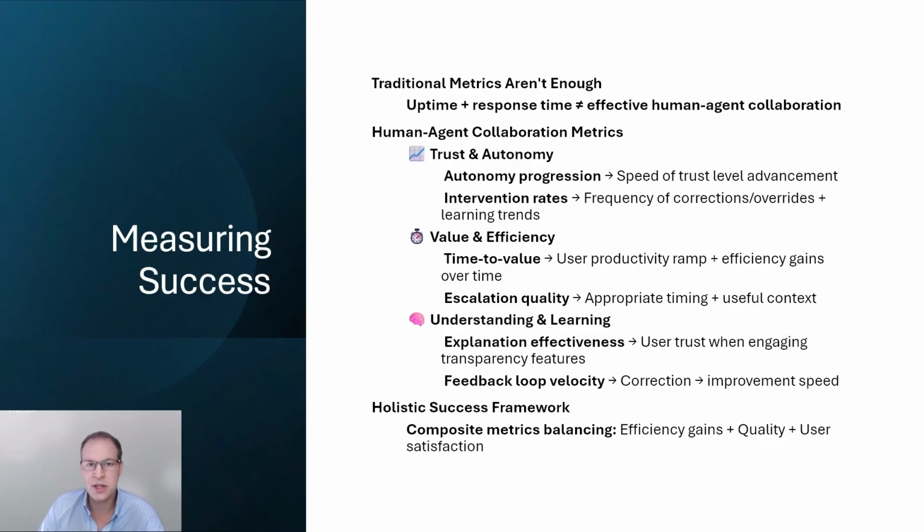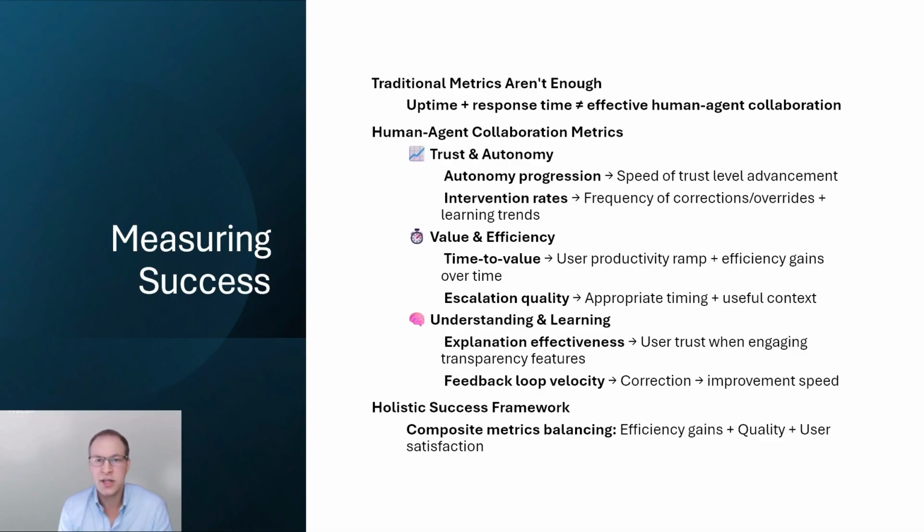The first one is about trust and autonomy. You want to track autonomy progression, how quickly users advance to trust levels, and what percentage of tasks eventually reach full autonomy. Intervention rates measure how often humans need to correct or override agent decisions, with trends showing whether the agent is learning effectively. The second area focuses on values and efficiency.